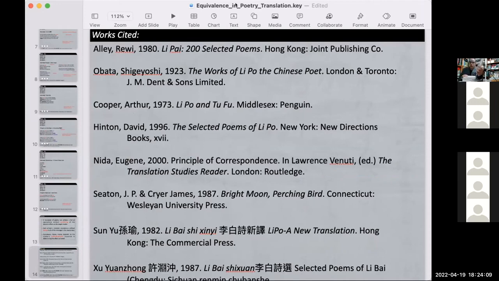This is a dictionary of the rhyme, Chinese rhyme. This is a dictionary of ping and zi. These books are very interesting and very good books that will really inform you a lot about classical Chinese poetry and the rhythm of classical Chinese poetry. And this one also is very interesting, a very good one.